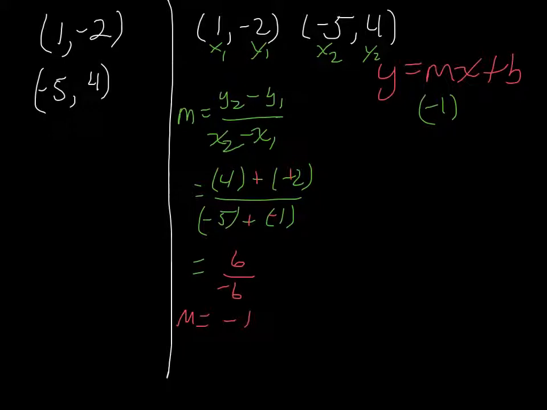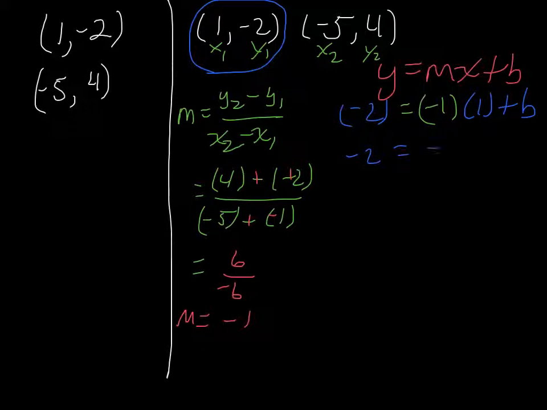And just like we did in the previous problem, I know the slope. I'm trying to find the b, so I can take either one of these equations and plug them in for my x and my y. So I'll go ahead and just use this one here. I'll plug that one in. So I get negative 2 equals negative 1 times 1 plus b. So negative 2 equals negative 1 plus b.